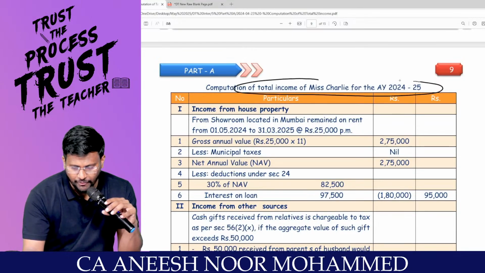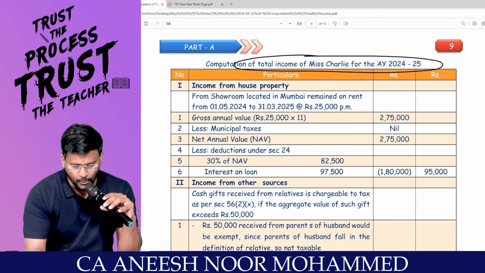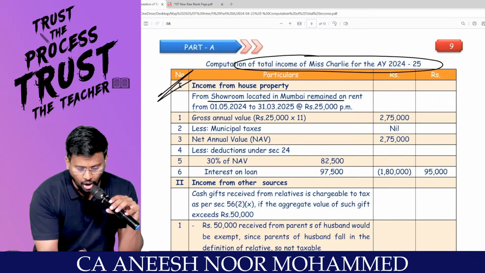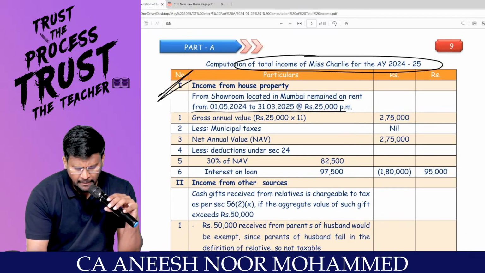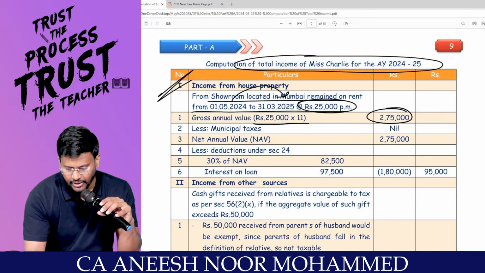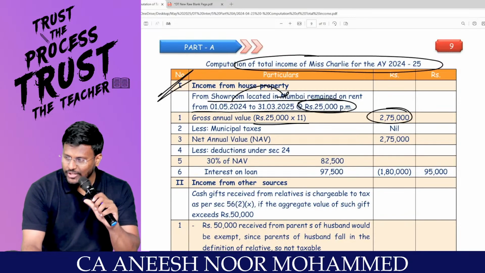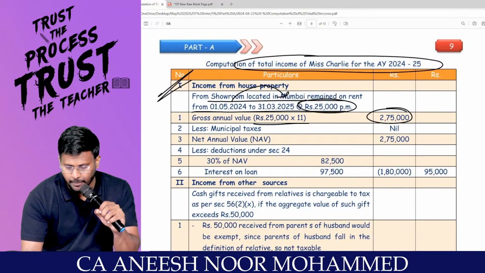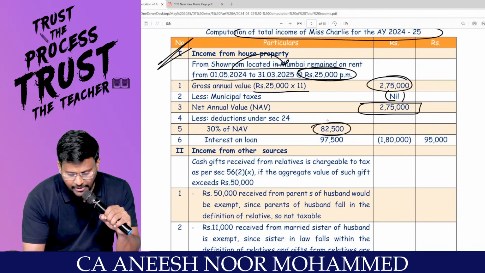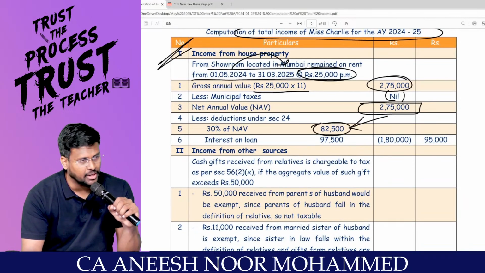Computation of total income of Miss Charlie for assessment year 24-25. Income from house property for showroom located in Mumbai rented out. From 1,500 to 31,300, 25,000 into 11 comes to 2,75,000 is the GAV, right, sir? In the question, they have not mentioned that municipal tax has been paid. So nil. So NAV will be 2,75,000, right, sir? So 30% of NAV is 82,500, right, sir?